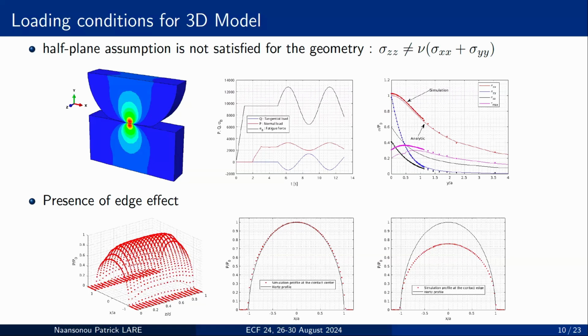But when we look at the sigma zz, the one out of the plane, we can see that the analytical solution, the black line, and the numerical solution, the dotted line, don't fit correctly. So it means that we are not in plane strain assumption. So sigma zz is not equal to nu times sigma xx plus sigma yy. And when we look at the stresses at the contact interface, we can see that we have edge effect because the stress is not uniform. The stresses at the edges are lower than the stresses at the center of the contact.